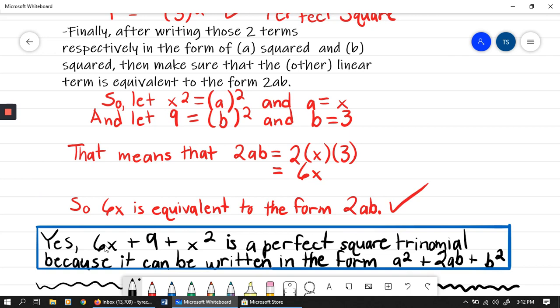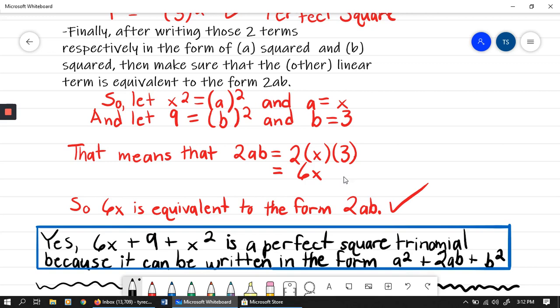So again, that original trinomial that we had, x squared plus 6x plus 9, is a perfect square trinomial because it can be written in the form a squared plus 2ab plus b squared.